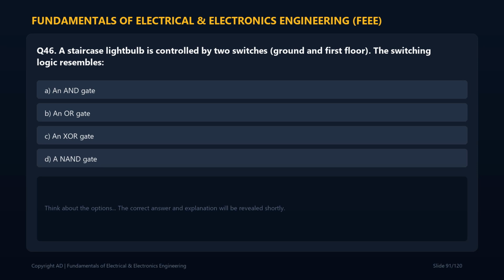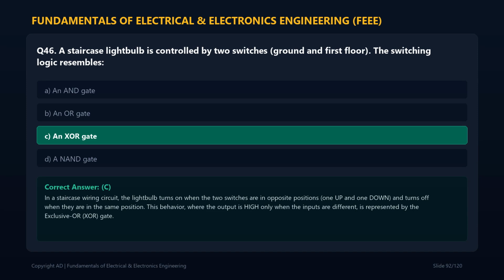Question 46. A staircase light bulb is controlled by two switches. The switching logic resembles: option A, an AND gate; option B, an OR gate; option C, an XOR gate; option D, a NAND gate. The correct answer is C, an XOR gate. The bulb is toggled on when the switches are in different positions, which matches the behavior of an exclusive OR logic gate.